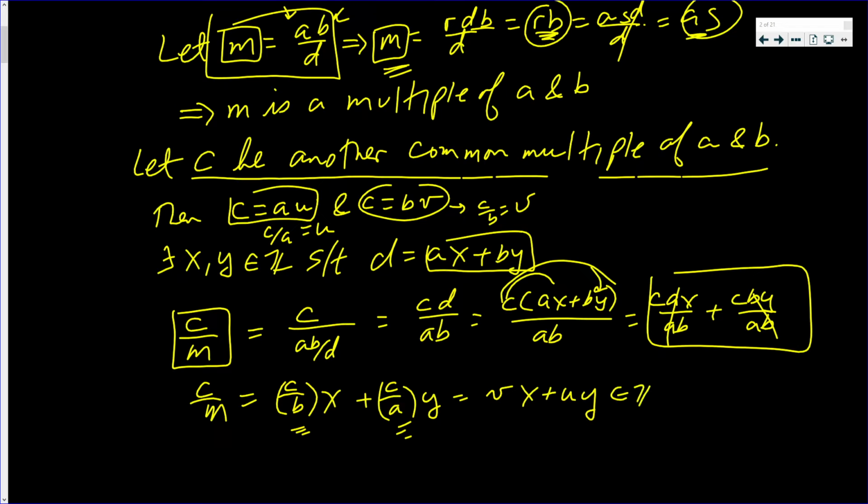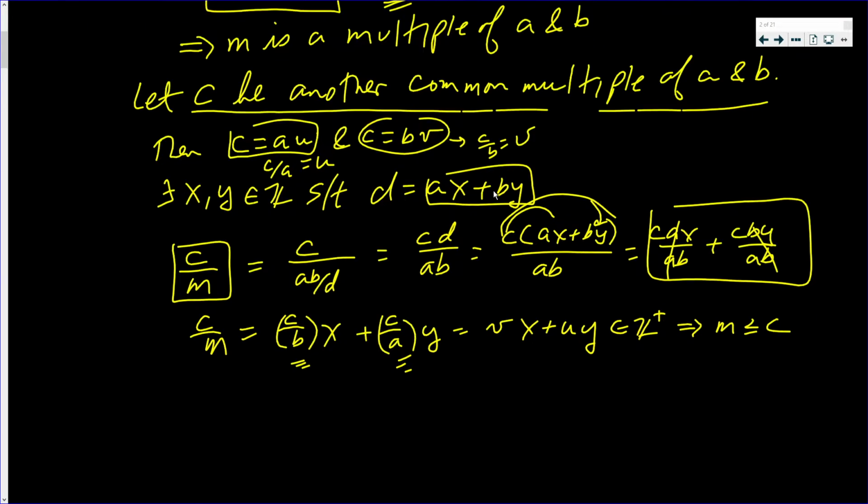This is an integer. It's a positive integer. Yes, it's a positive integer. That implies that M is less than or equal to C. But that implies then that the least common multiple of A and B, well, M was a common multiple of A and B, but it turned out that it's even the least.